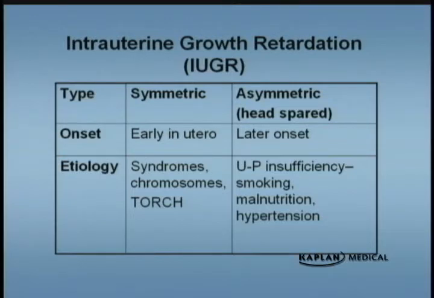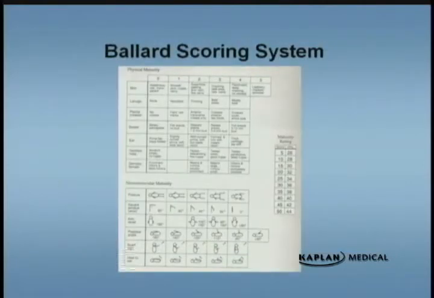So with the symmetric, you think of syndromes, genetic problems, chromosomal problems, or the TORCH infections, which we'll discuss in a little while. The asymmetric, you worry about anything that causes less oxygen going to the body, or less nutrition, what we call utero-placental insufficiency. The UP stands for utero-placental insufficiency. Things like smoking, things like maternal malnutrition, maternal hypertension, all these things will affect the growing fetus.